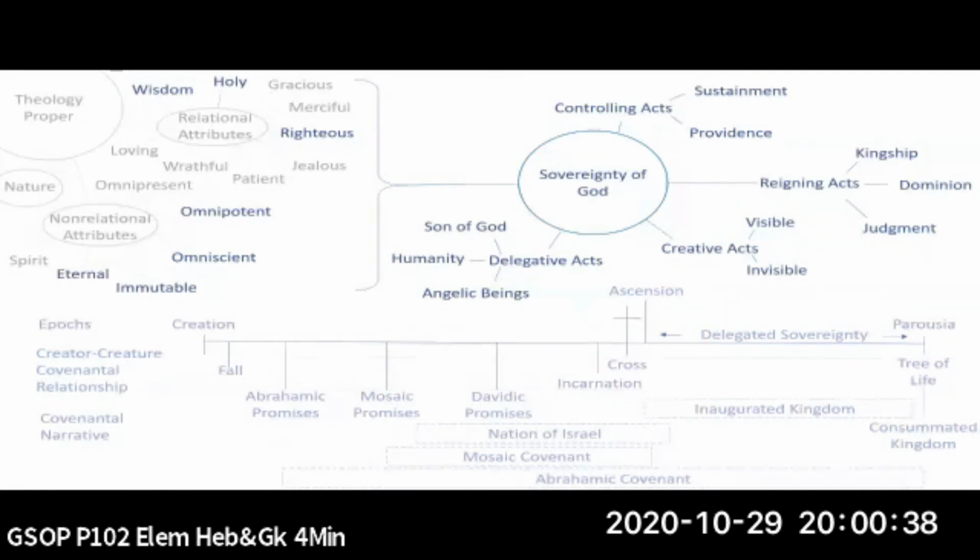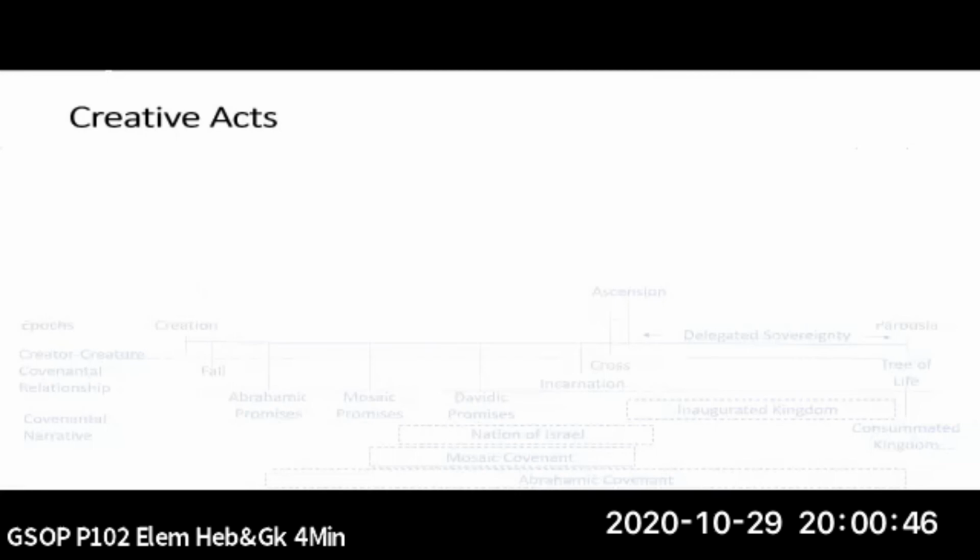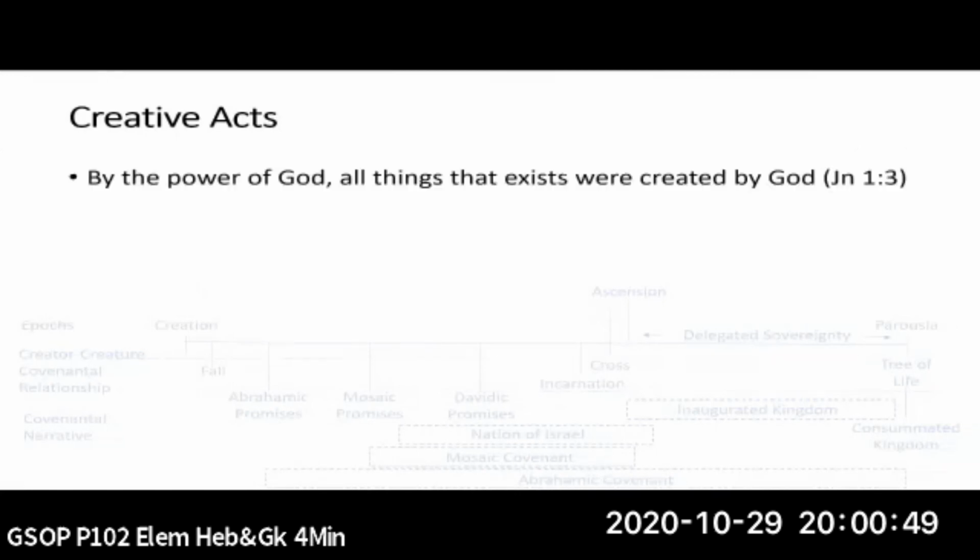And if your passage is somehow associated with that, and let's take an example and walk through, say, one aspect of it, creative acts. So in the creative acts, it's by the power of God that all things were created by God. Just verse by verse, that is. And so in John 1, verse 3, all things came into being through him, and apart from him, nothing came into being that had come into being.